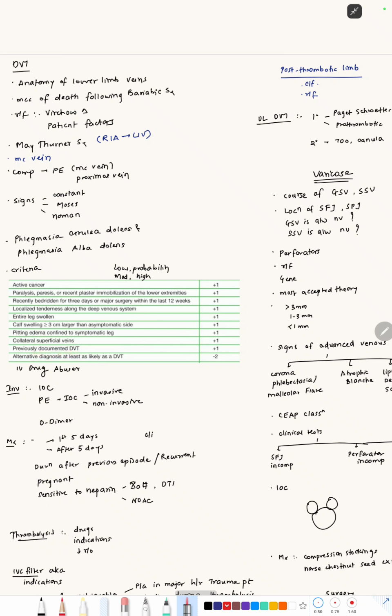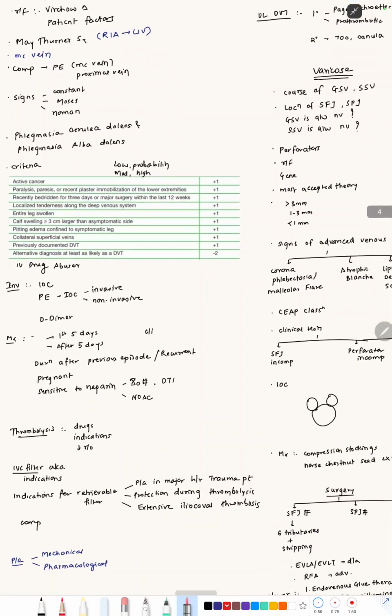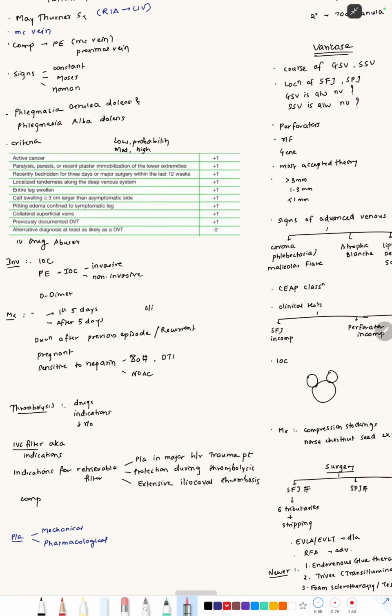So these are the multiple factors, and the only thing that we need to remember is if there is an IV drug abuser, then we give +3 points, and if there is an alternative diagnosis which is least likely, then the points are +2. If the alternative diagnosis is more likely, then the points are -2. So this is the Wells criteria. Now the low probability over here is a score of -2 to 0. Then a score of 1 and 2 is moderate probability, and a score of 3 and higher is considered high probability for DVT.